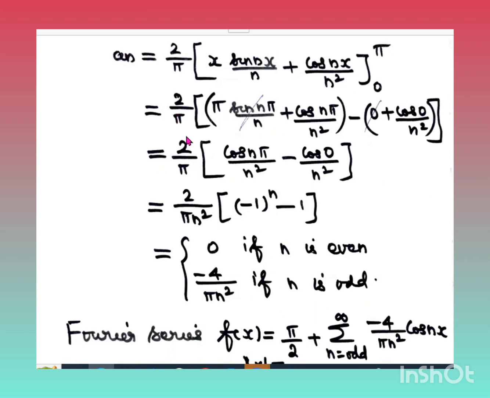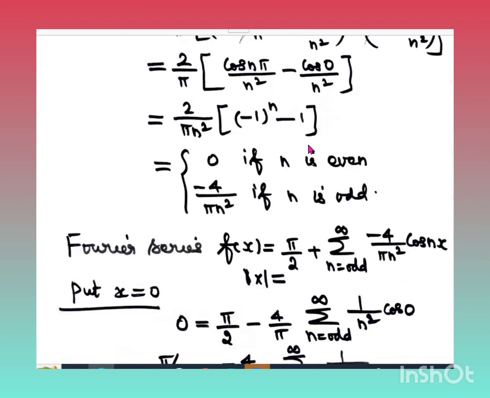So 2 divided by pi into [pi sin n pi divided by n plus cos n pi divided by n square] minus, for x you have to apply lower limit 0, first term 0, second term will be cos 0 by n square, which is equal to 2 divided by pi into, first term will become 0 since sin n pi is 0. So cos n pi divided by n square minus cos 0 by n square. So 2 divided by pi n square, cos n pi can be written as, the formula is, minus 1 power n, cos 0 is 1. So minus 1 power n minus 1.